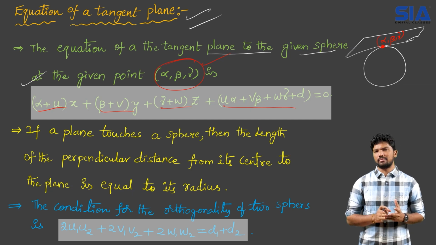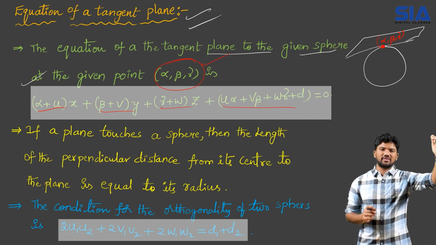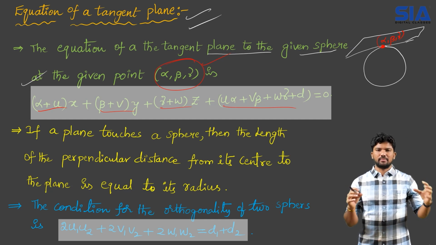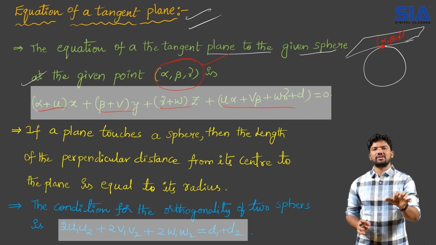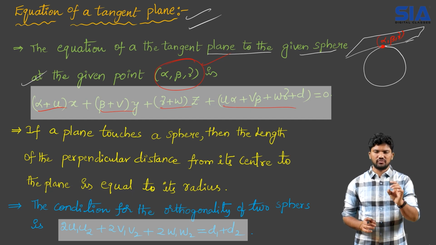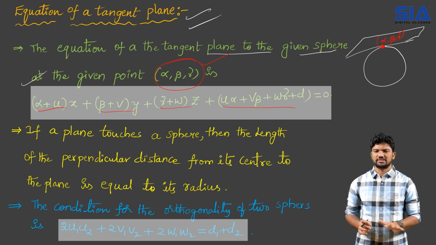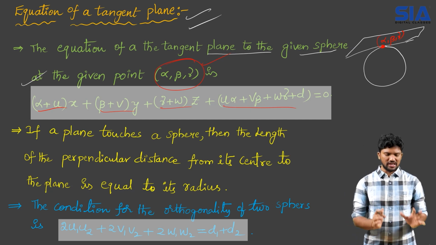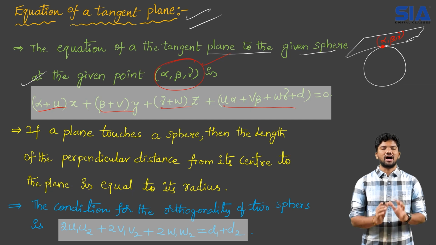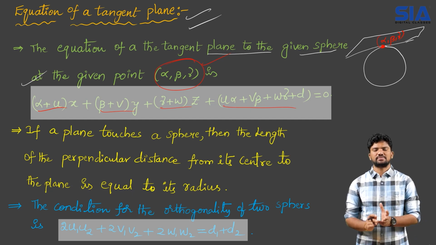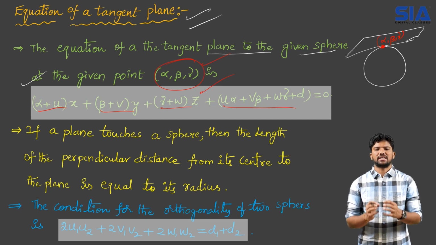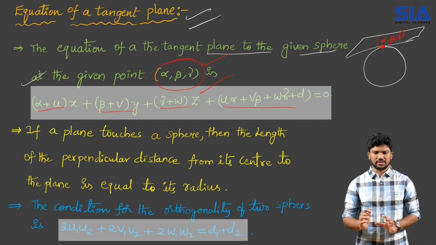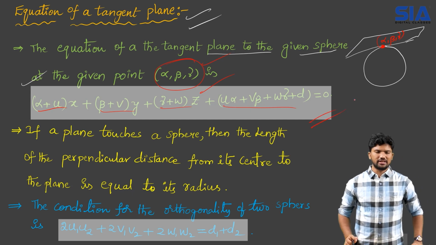You have to remember, there is no other option. Why? Because the standard form of the sphere is very lengthy but very easy to remember. In that format, the tangent plane equation is a linear equation of first degree, not second degree. That's why there are no square terms. Just remember the linear equation: (alpha plus u) into x plus (beta plus v) into y plus (gamma plus w) into z plus u alpha plus v beta plus w gamma plus d is equal to 0. That is the tangent plane equation.